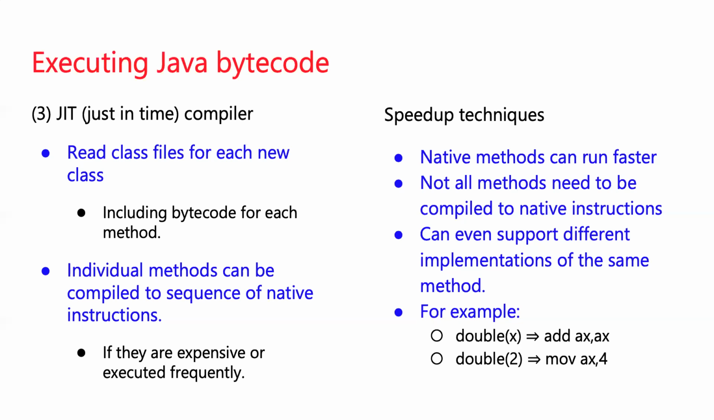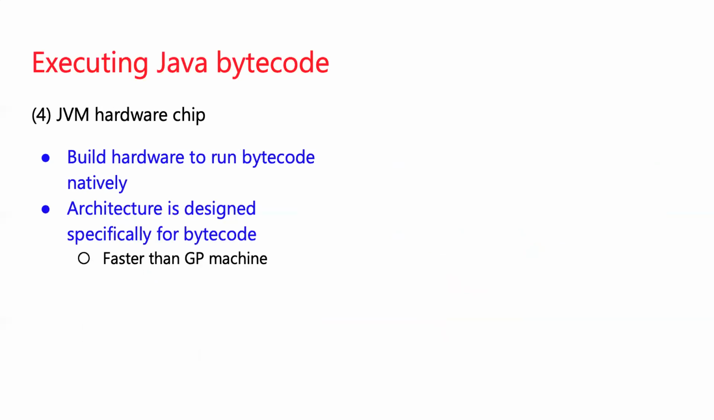So like I said, this is probably the most popular approach for implementing a fast Java virtual machine: to compile methods from Java bytecode to native instructions, but to do it while the JVM is executing rather than doing that for an entire program when you're first compiling it.